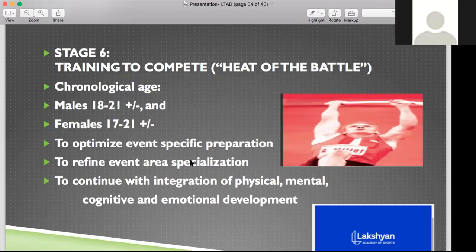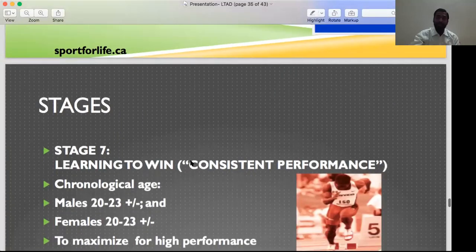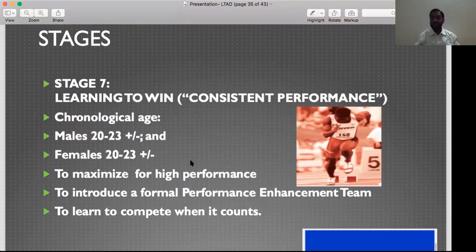From the factor of playing for fun, it becomes playing for a living now almost at this stage, right? Now stage 7 is learning to win. This is where the consistency of a performance is sought from an athlete. The males could be between 20 to 23, females could be between 20 to 23. This is where the maximization of high performance starts to happen.